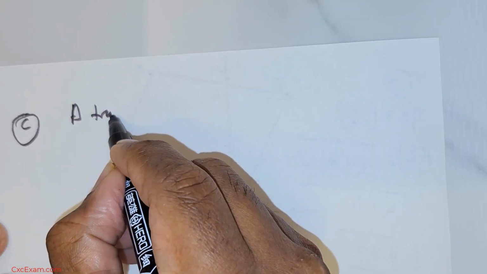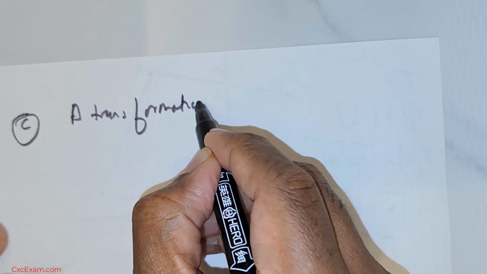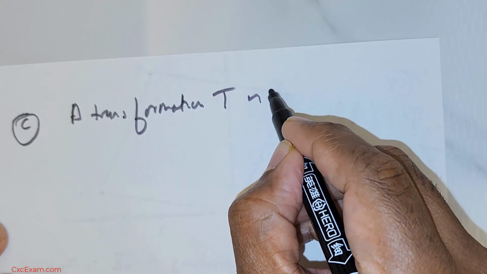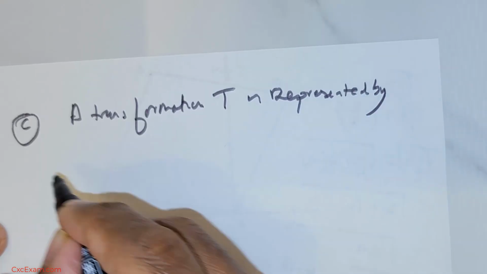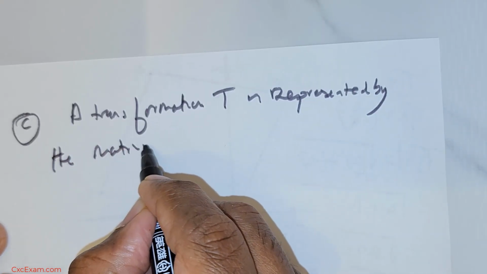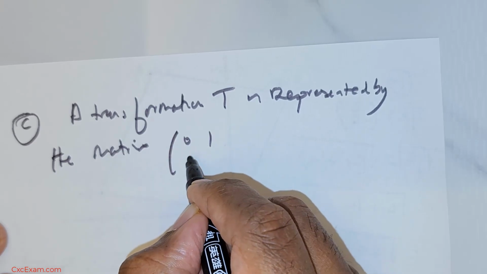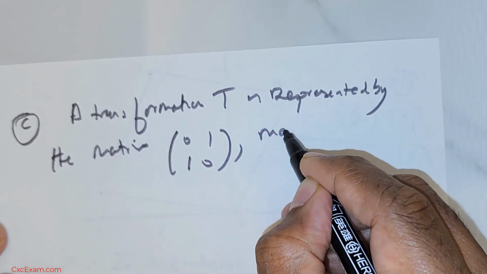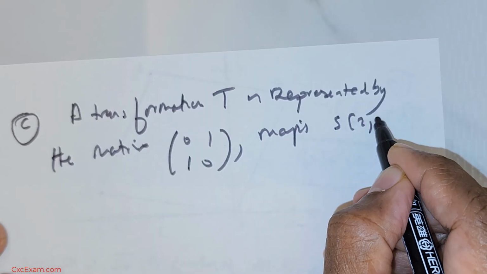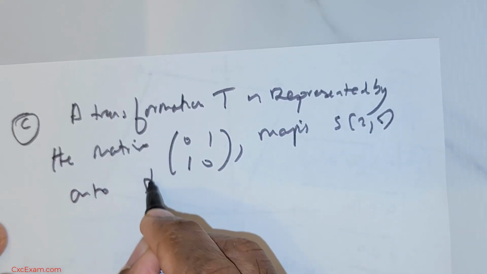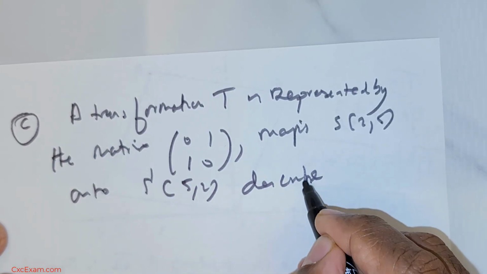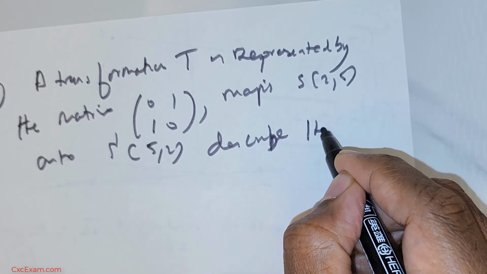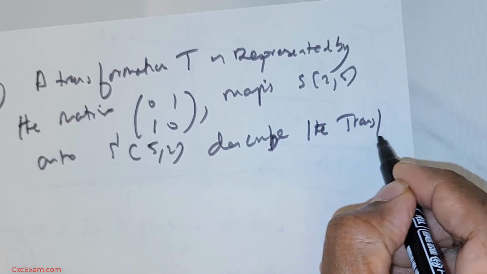Now this is the last question. It says that a transformation T is represented by the matrix (0, 1; 1, 0). It maps S(2, 5) onto S'(5, 2). Describe the transformation.